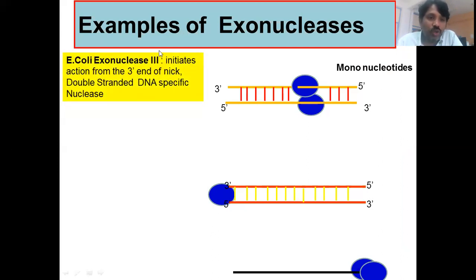E. coli Exonuclease III initiates action from the 3' end of a nick, and it is a double-strand DNA specific nuclease. Here you see this is a double-strand DNA. It starts its activity from the 3' end, and it is double-strand specific. Let us see the activity.